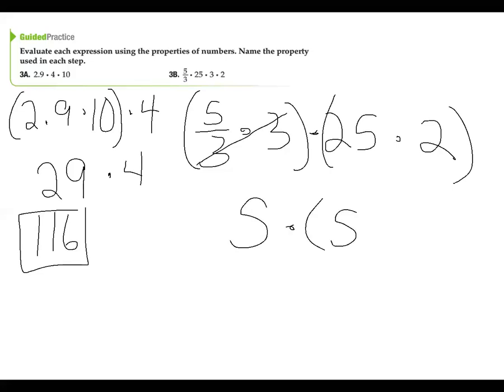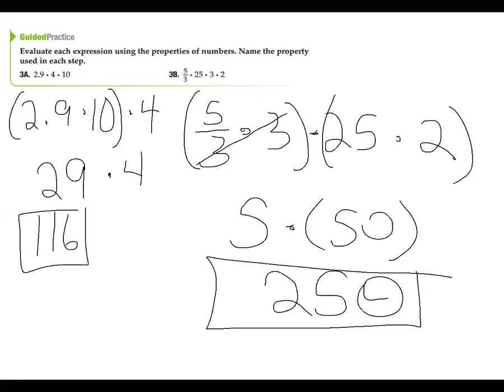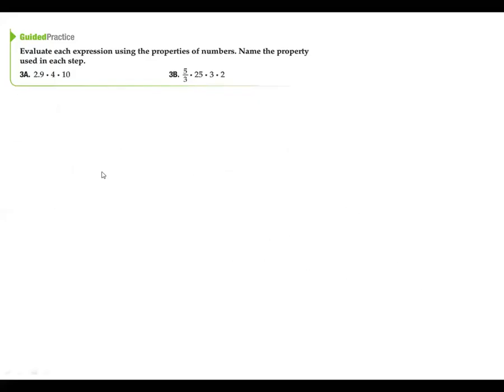25 times 2 is 50. And here again, if you know 5 times 5, it's easy to do 5 times 50. 5 times 5 is 25. So 5 times 50 is 250. All right, good stuff.